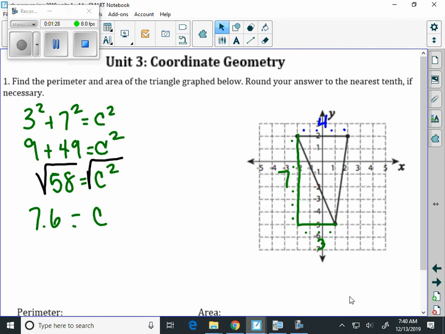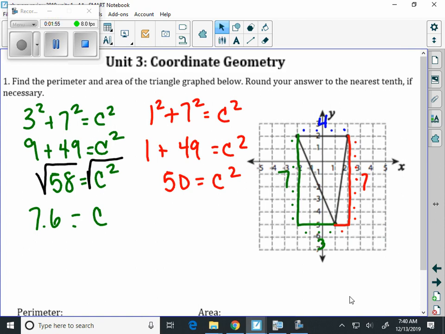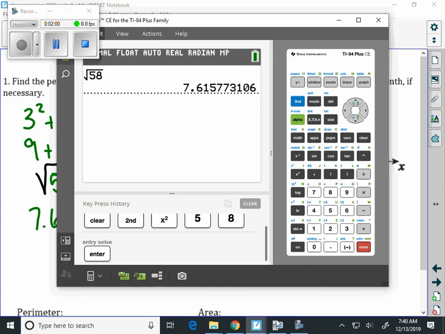We need to do one more side over here. And here is our triangle. One space here, and then 1, 2, 3, 4, 5, 6, 7. So we've got 1 squared plus 7 squared equals c squared. 1 plus 49 equals c squared. 50 equals c squared. And again, use Desmos, use your calculator. Take the square root of 50. It's 7.1 when we round.